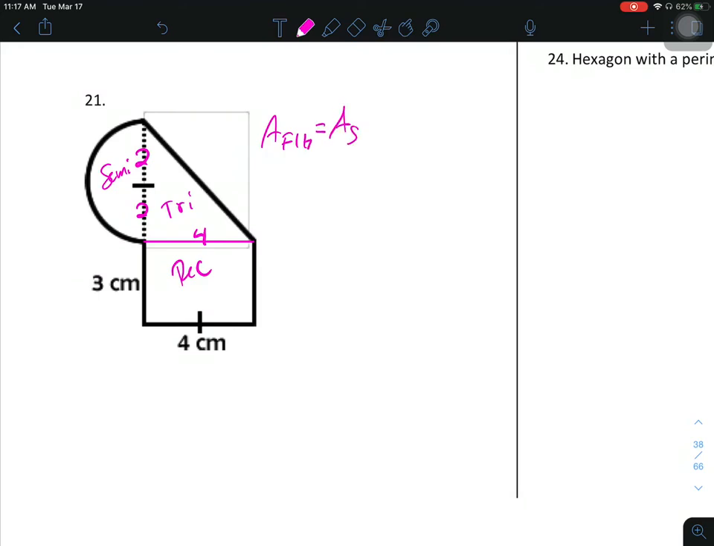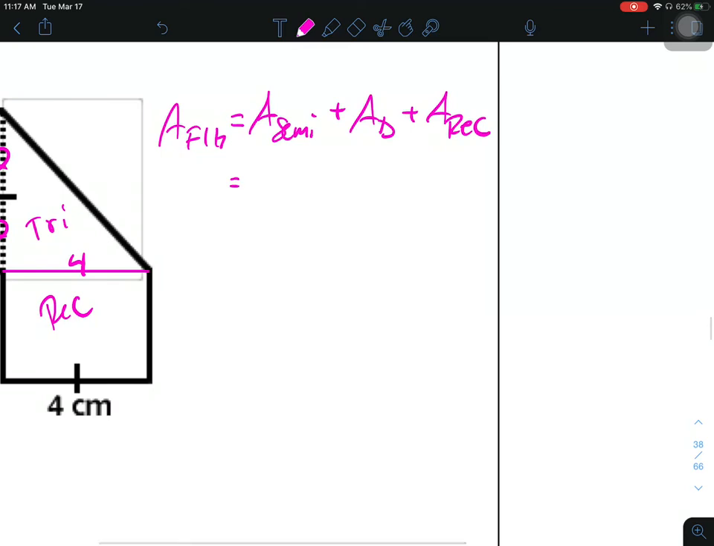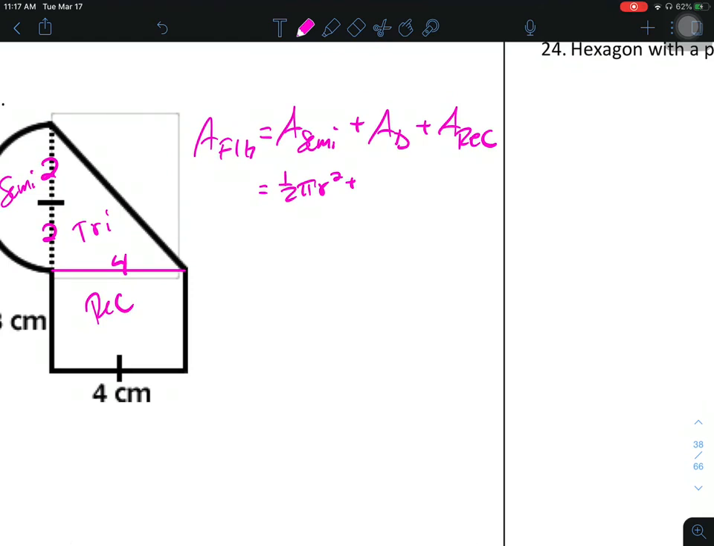I'm going to take the area of the semicircle plus the area of the triangle plus the area of the rectangle. Area of a semicircle is half pi r squared. Area of the triangle is half base sub 1 times height sub 1. And the area of a rectangle is base sub 2 times height sub 2.